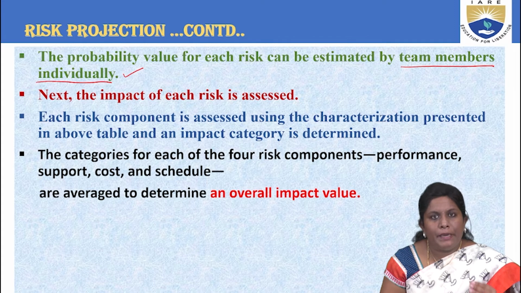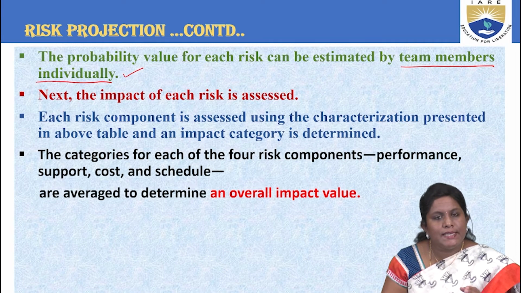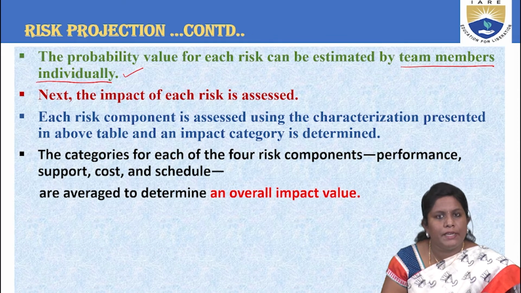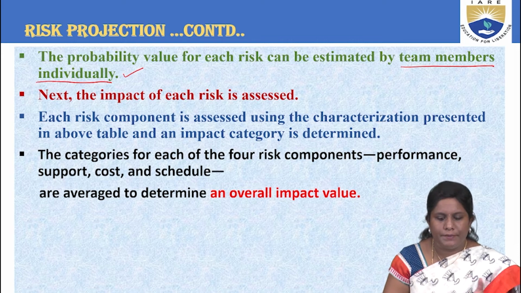That is, people who are working in a team work according to the task given to them. So if you consider that person individually, he only can say that this particular risk has so much probability, right? The team lead will not be able to tell. Only the team members individually can sort out that this particular risk is of this probability.